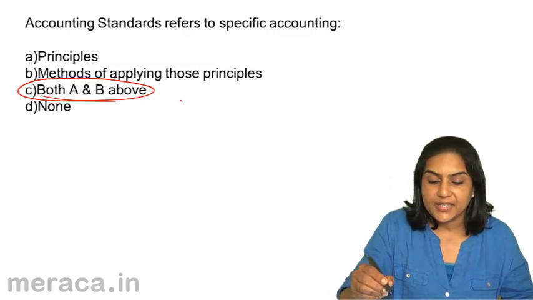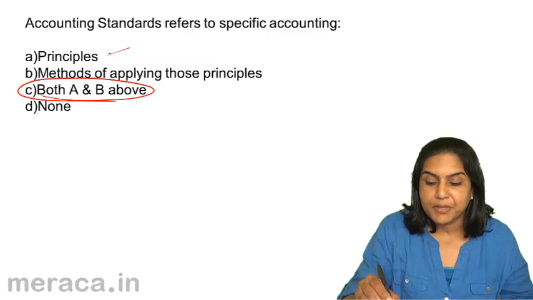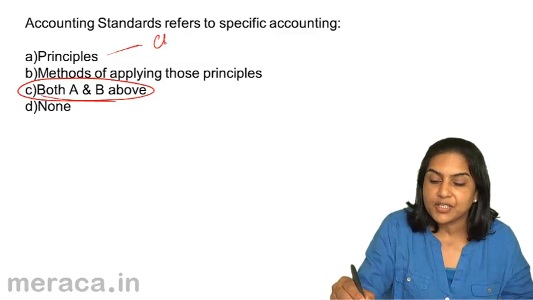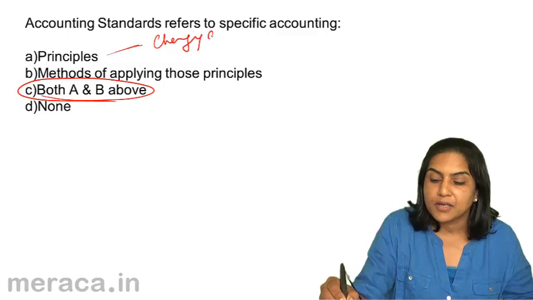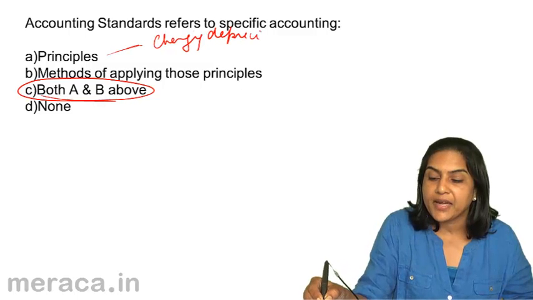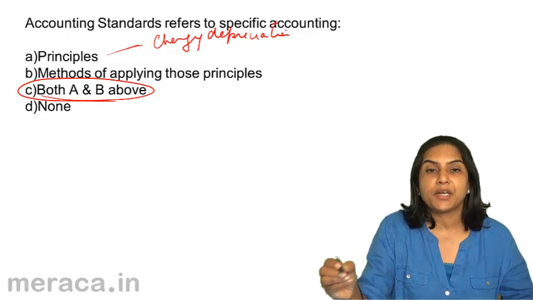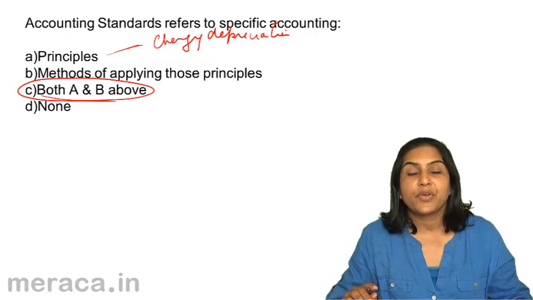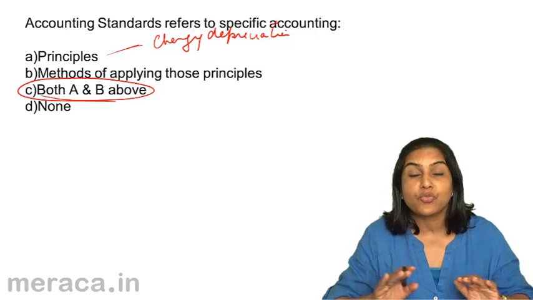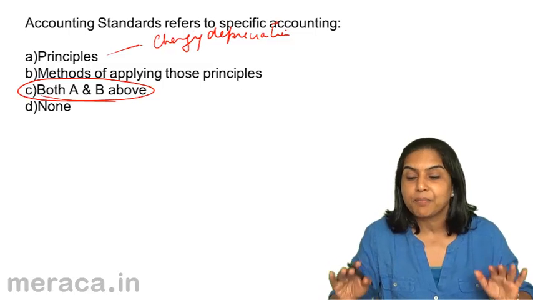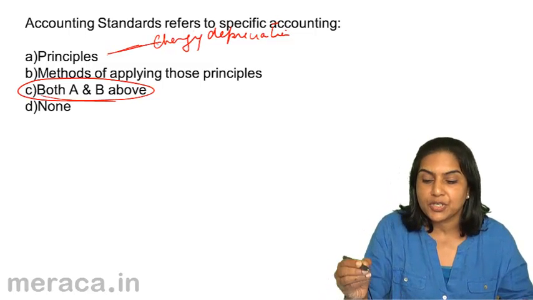If we take an example to understand principle, charging depreciation is a principle. When we buy an asset which can be used over a period of more than 1 year, we write off the cost of this asset over the life of the asset. That is the principle of depreciation.